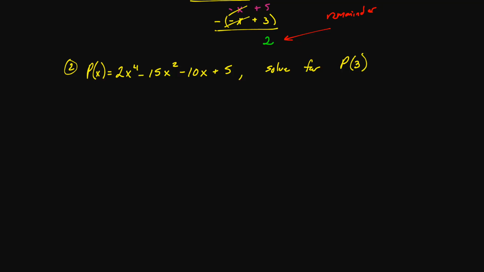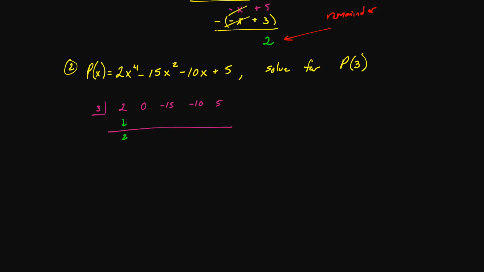Let's set this up, and I'm going to set it up in purple that we have synthetic substitution. 3 is what we're plugging in. Leading coefficients 2, 0. Don't forget the third degree. Negative 15, negative 10, and 5. And here, draw a little line there. I'll start noting what happens.